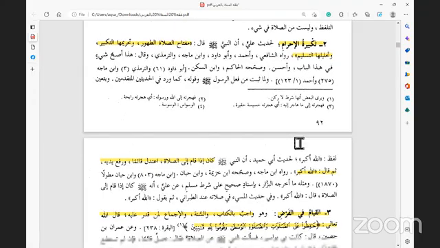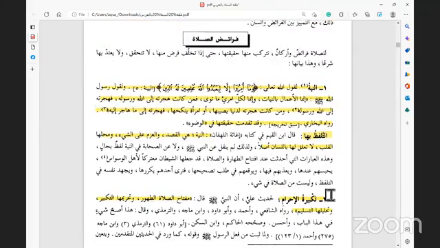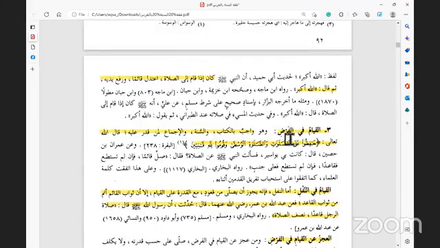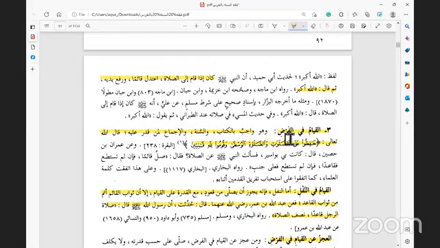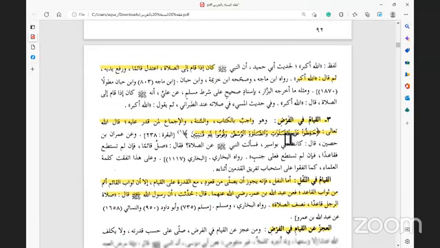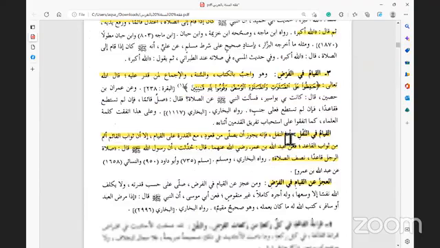So let's look at the things that are obligatory. Number one, the intention. Two, takbirat al-ihram, which is Allahu Akbar. Number three is standing in the obligatory prayers. If you are sitting down and you're capable of standing, you're going to have to redo your whole salah.